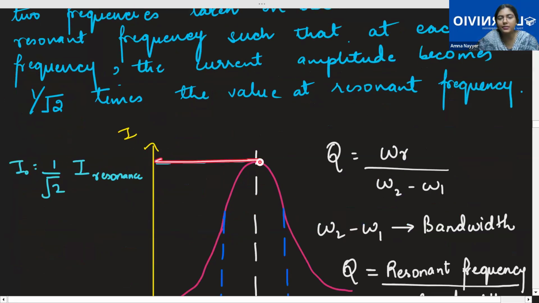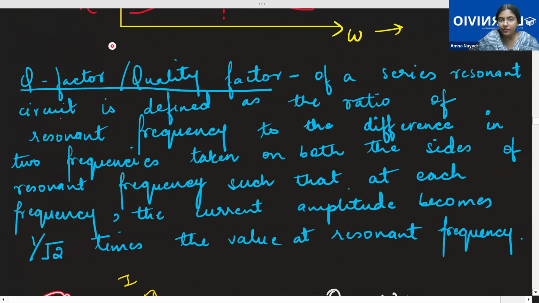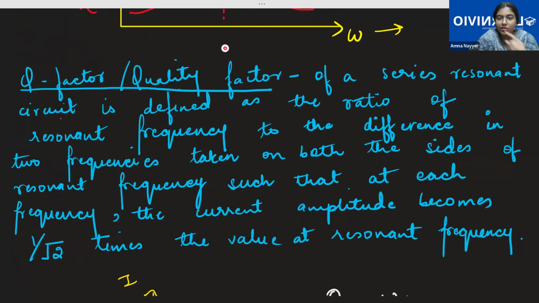This is the one I was saying, the maximum value will be 1 by root 2 times the current at the resonant frequency. So Q factor of a series resonant circuit is defined as the ratio of resonant frequency to the difference in two frequencies taken on both sides of the resonant frequency, such that at each frequency the current amplitude becomes 1 by root 2 times the value at the resonant frequency. Now, is this big definition clear and understandable for all of you?